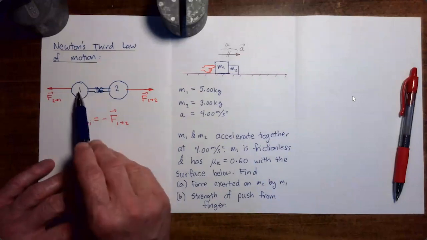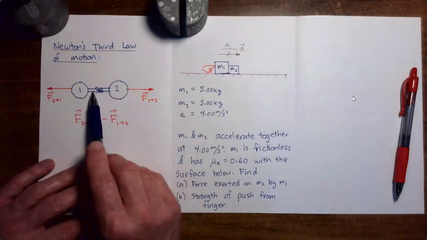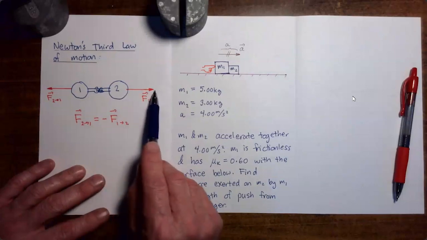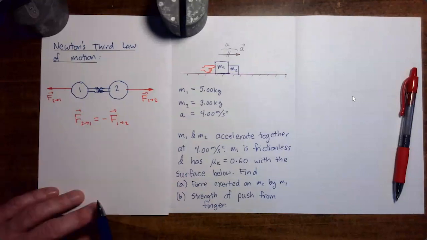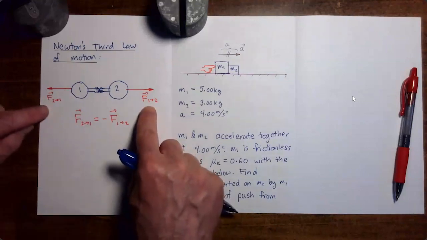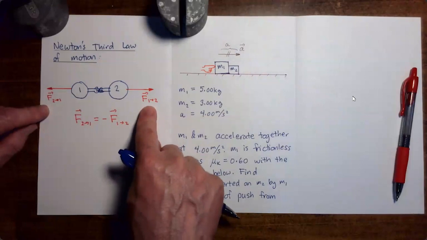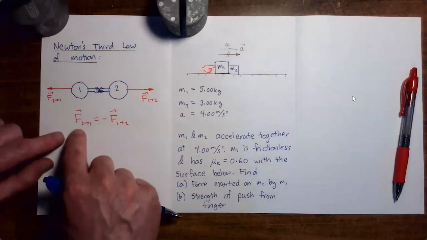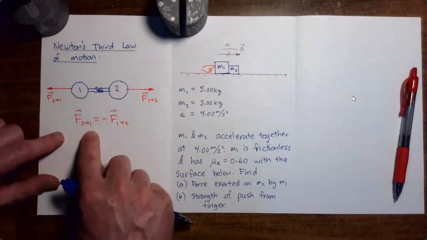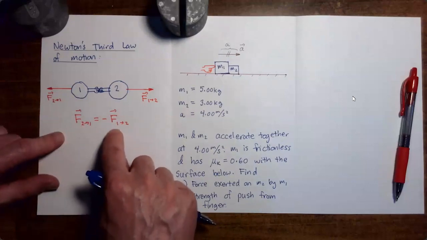One way of saying this is as follows. So let's say I have objects 1 and 2. 1 is exerting a force on 2, illustrated here. 2 is exerting a force on 1, illustrated here. So these two forces are equally strong and opposite in direction. Mathematically, we can say that the force that 2 exerts on 1 is minus the force that 1 exerts on 2.